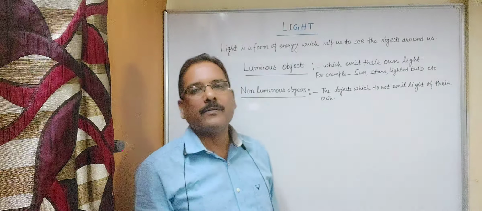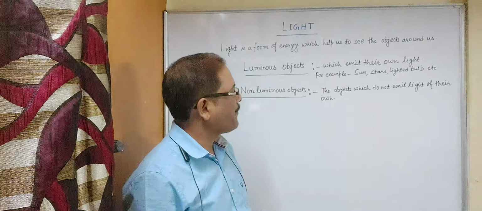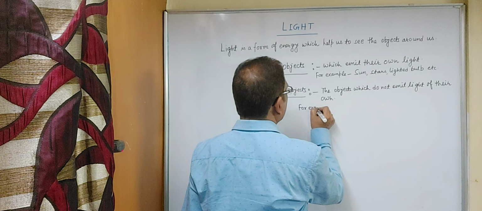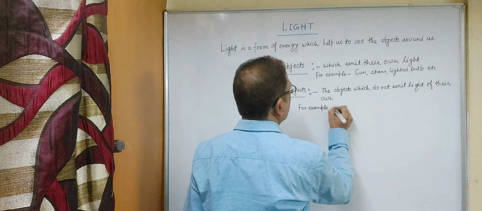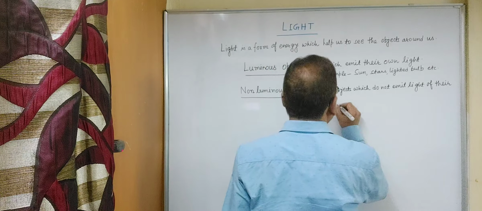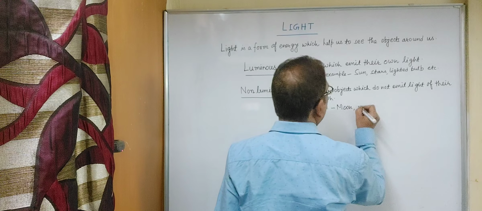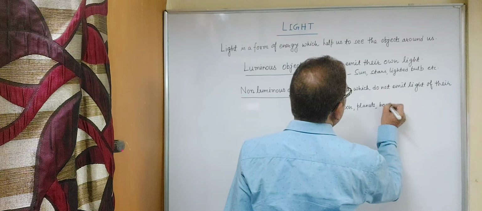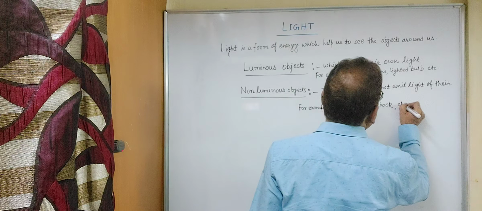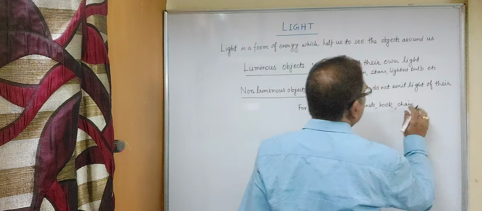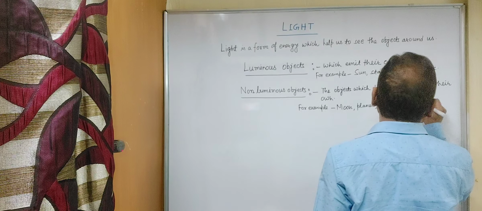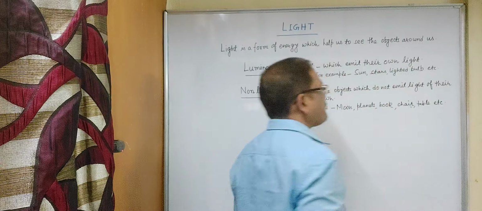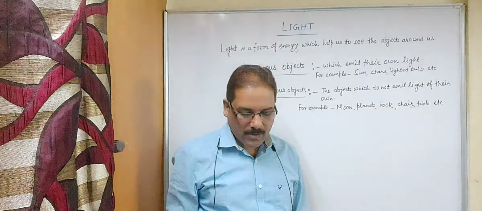So there are a number of non-luminous objects around us. For example, you can write moon, then planets, your book, the chair on which you are sitting, table, so many things. All these are non-luminous objects.